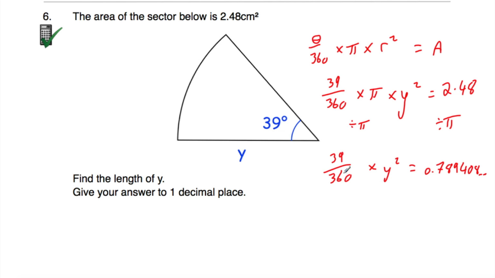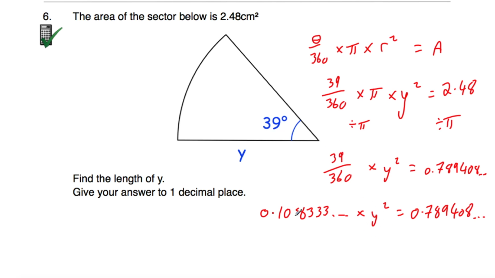Now we want to find out what y is, so we want to get rid of this fraction. We could do 39 divided by 360 and write that as a decimal number. So we'd end up with this decimal number multiplied by y squared equals this decimal number, and then divide both sides by that decimal number. Actually, I'm going to do that. So 39 divided by 360 is equal to 13 120ths, or 0.108333, and so on. Then that's multiplied by y squared, and that's equal to our 0.789408, and so on. So we've just changed that fraction to a decimal.